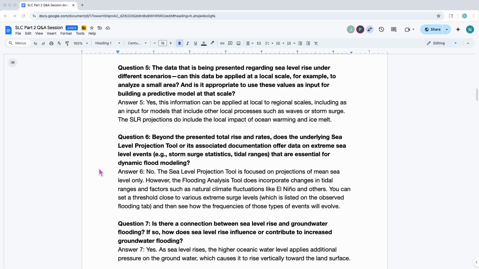And these projections that were shown in the sea level rise projection tool do include the local impact of ocean warming and ice melt. The only caveat here is that, as Denis actually mentioned in a previous answer to a question, you can't just pick a lat long value and go anywhere. In this current tool, it's restricted to the locations of historical observations at tide gauges. So to the extent that those locations are relevant for your work, then yes, you can use them at the local scale.